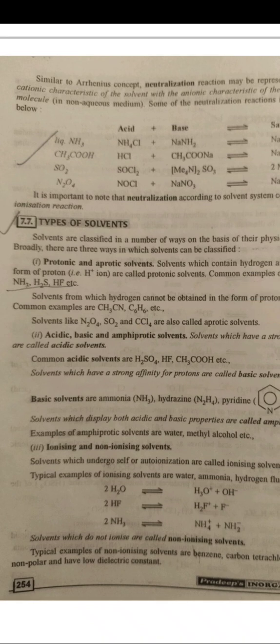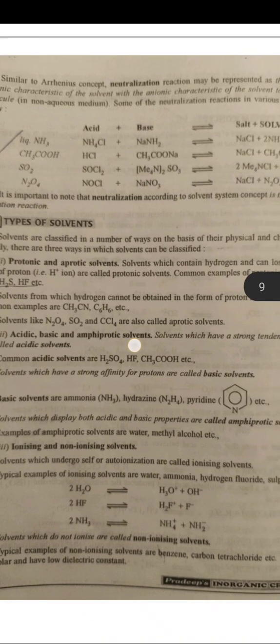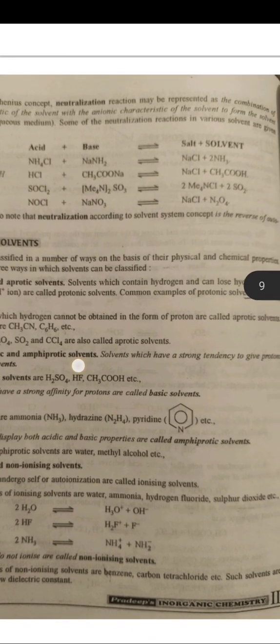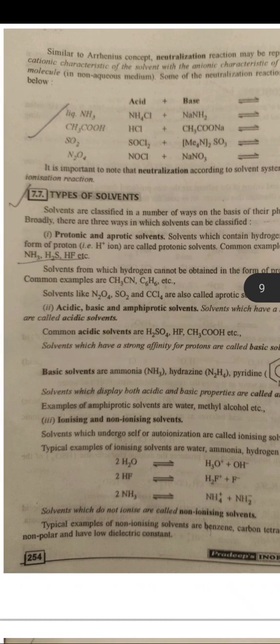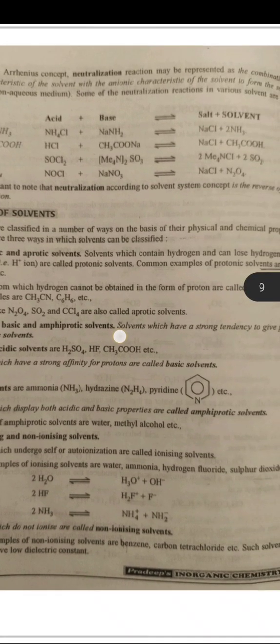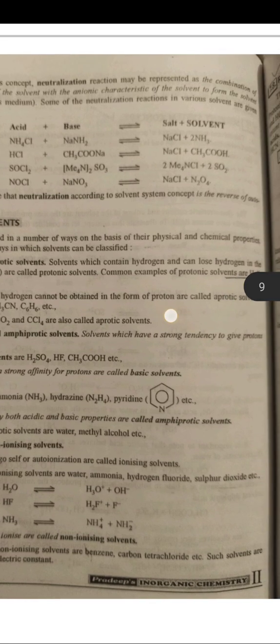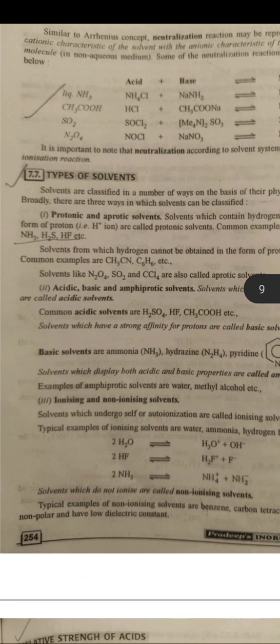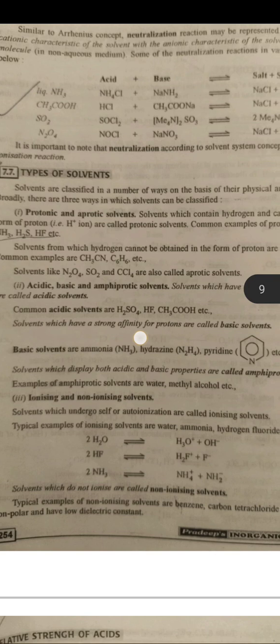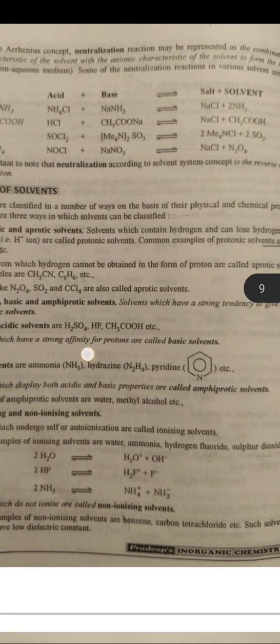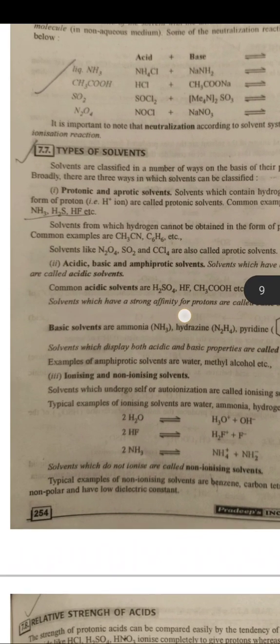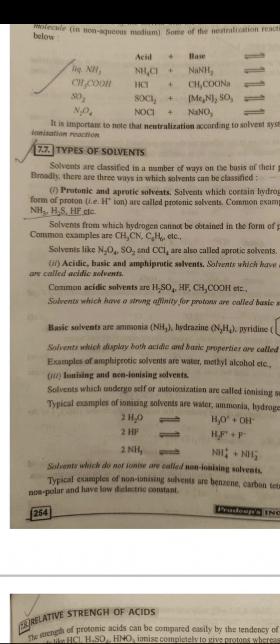Types of solvents. Solvents are classified in a number of ways on the basis of their physical and chemical properties. Broadly, there are three ways in which solvents can be classified. First way is protonic and aprotic solvents. Solvents which contain hydrogen and can lose hydrogen in the form of proton are called protonic solvents. Common examples of protonic solvents are H2O, NH3, H2S, HF, etc.